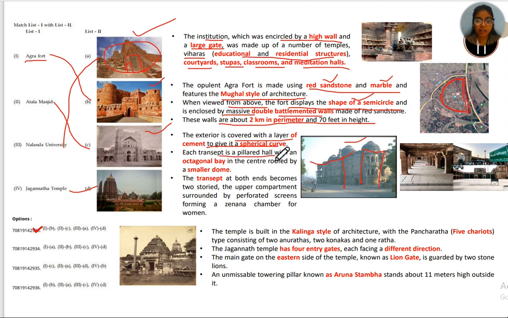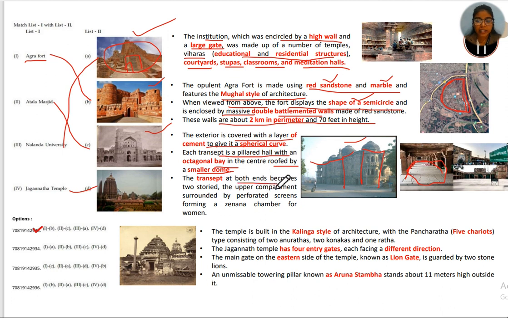Each transept is a pillared hall with an octagonal bay. So this is your pillared hall, with an octagonal bay in the center, possibly with smaller domes. In the interior part of this masjid, you will see the octagonal bay, and above that bay, you will see small dome-like structures.